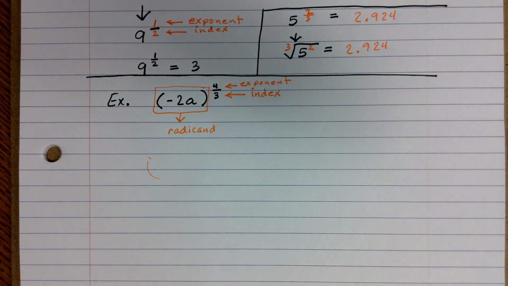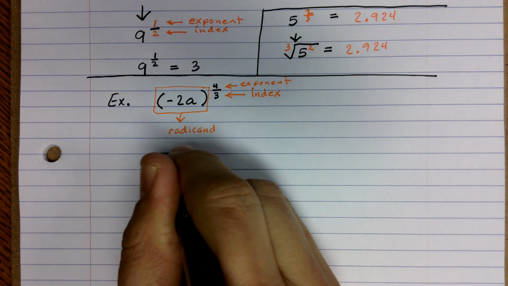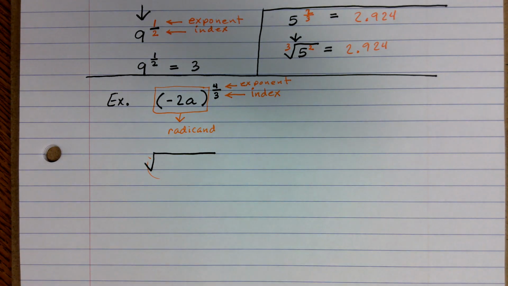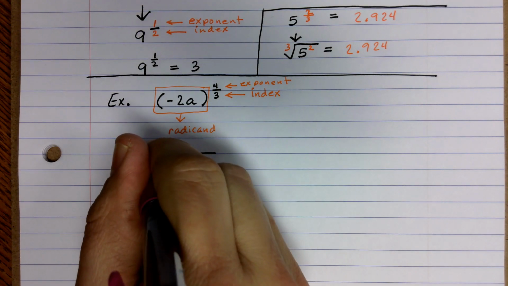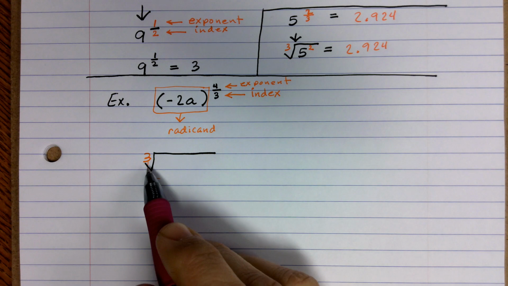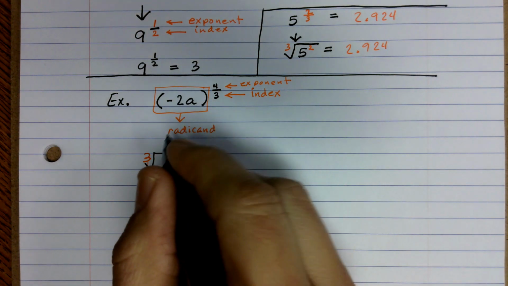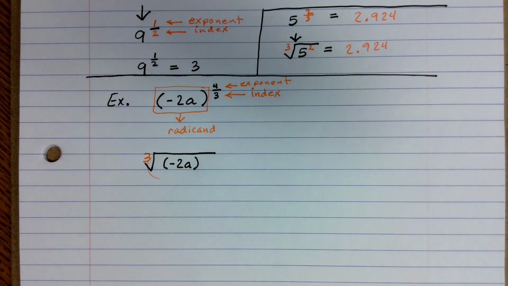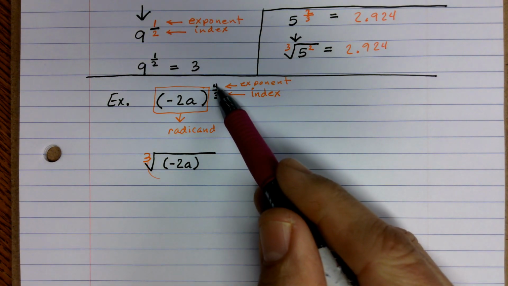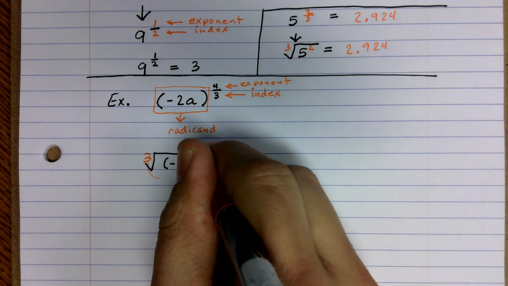So I'm going to go ahead and rewrite this real quick as a radical. I'm going to put my radical symbol. I told you my index was 3, so for the index right here, I'm going to put a 3 above that radical. And then I'm going to put my radicand in it. That's going to be parenthesis, negative 2a, close parenthesis. And now we're going to put our power to this radicand, which is our numerator of 4.